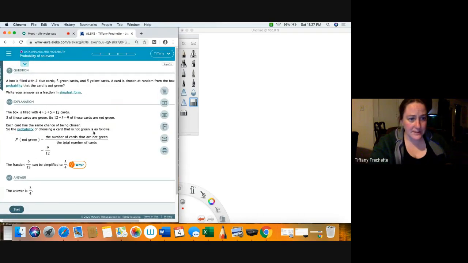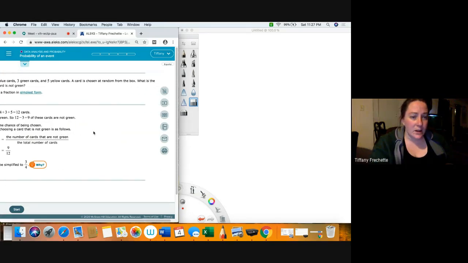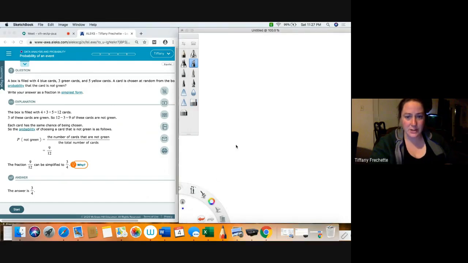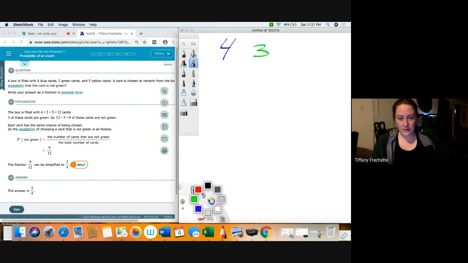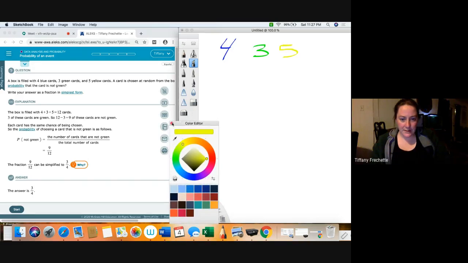All right, so a box is filled with 4 blue cards, 3 green cards, and 5 yellow. A card is chosen at random from the box. What is the probability that the card is not green? So first, I'm going to change my color to blue and go to the top. So I have 4 blue. I have 3 green. And I need yellow. I don't know if you'll be able to see that very well. Yellow. Let's see, I'm going to close that back down so it doesn't take up too much space here.